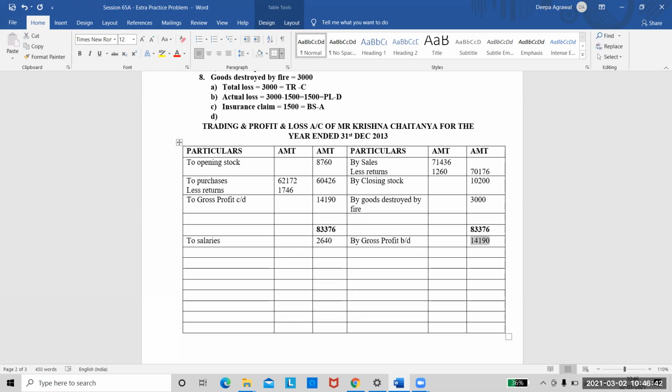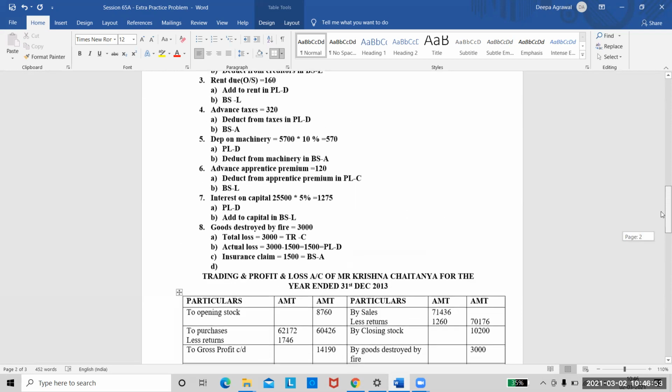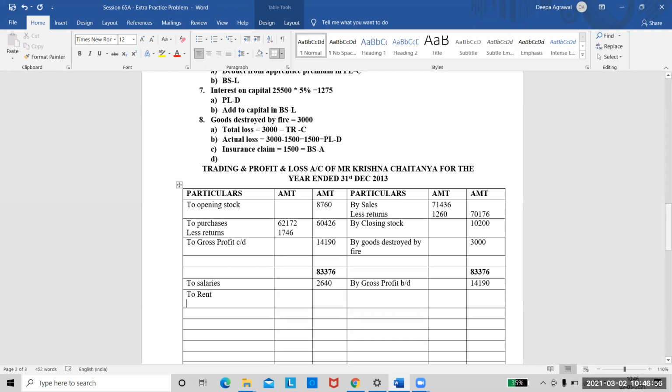2640. See, the next transaction after salaries, you have rent. Do we have an adjustment? We have an adjustment for rent, right? Outstanding rent is there, 160. So add outstanding rent. How much is the rent value here? It is 720, plus we need to add 160. So the outer column would be 880. Yes, move forward to the next one.